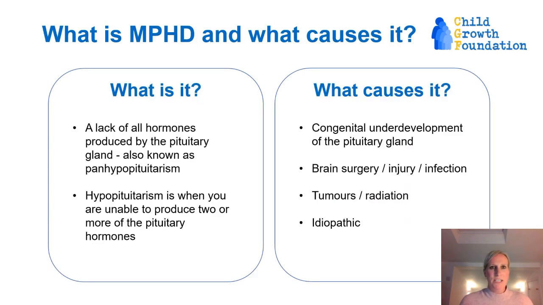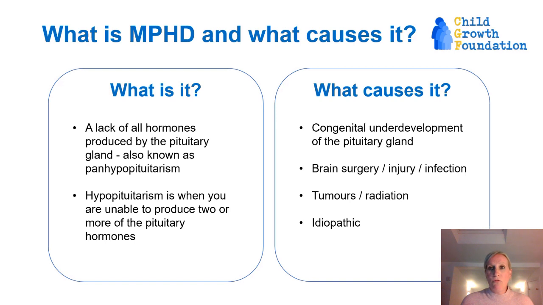So what is MPHD and what causes it? Well, it's a lack of all hormones produced by the pituitary gland, and like I said before, is also known as panhypopituitarism. Hypopituitarism is when you are unable to produce two or more of the pituitary hormones. And causes could be congenital underdevelopment of the pituitary gland. Congenital means you were born with it, it's from birth, and it's an underdeveloped pituitary gland with often no cause can be found.